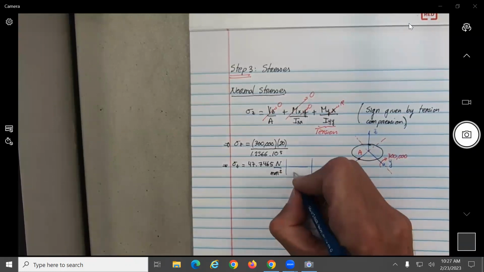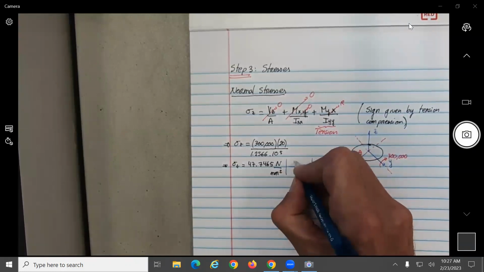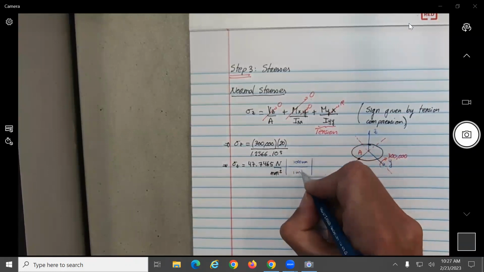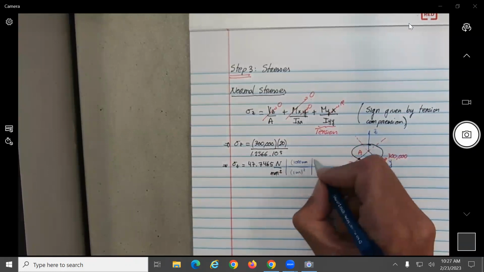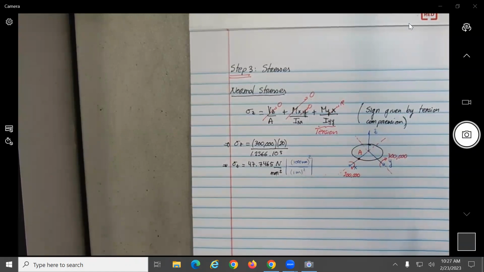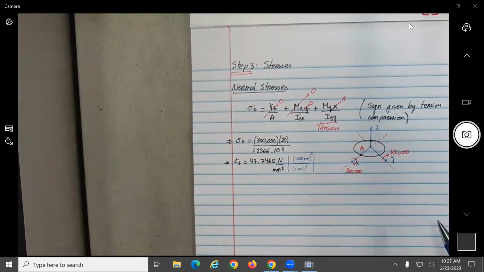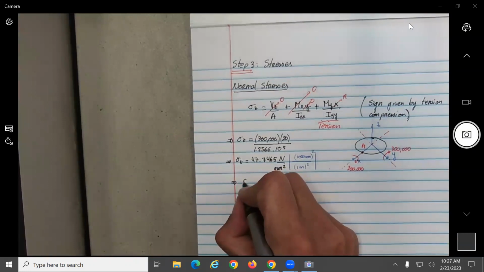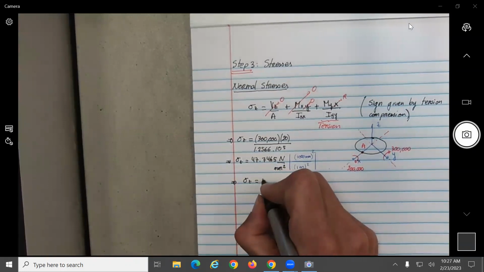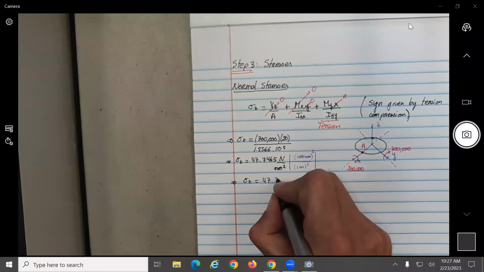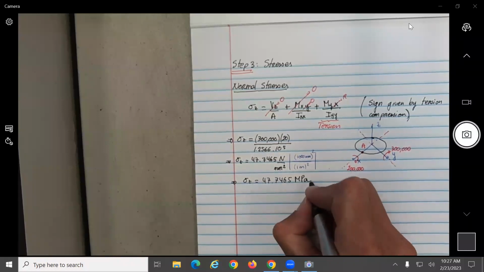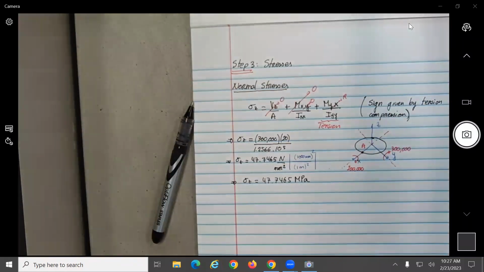Okay, one meter is how many millimeters? 1,000. So if you put this square, we remove the millimeter square, no? So this will give you that sigma z is equal to 47.7465 megapascals.